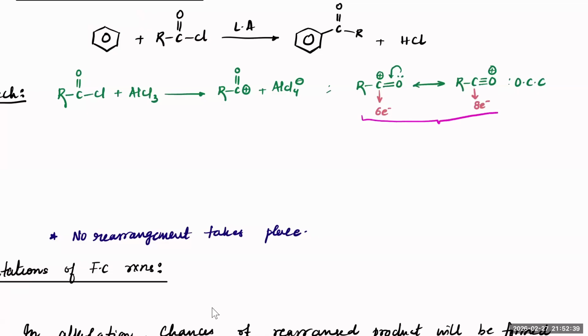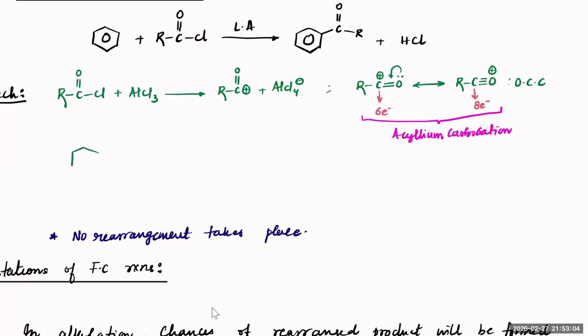And this carbocation formation is called acylium carbocation. Acyl is a C double bond O bond. So after C double bond O, this bond is called acyl. Acyl breakage, acyl cleavage. So on that acyl position, we are getting a carbocation.